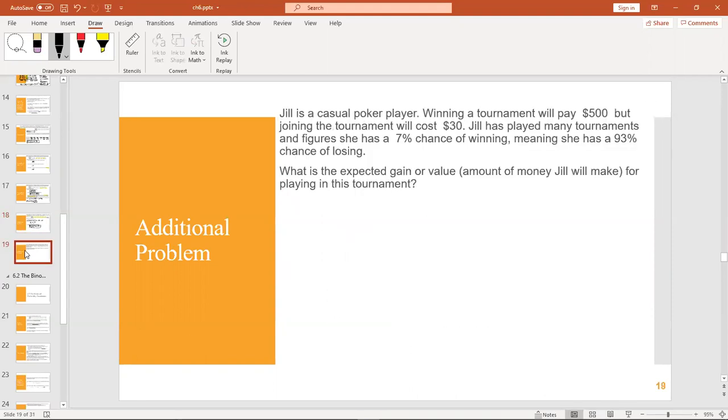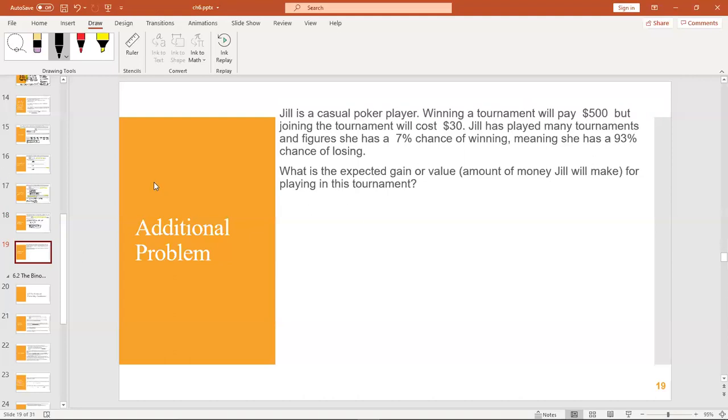What is this? Jill is a casual poker player. Winning a tournament will pay $500, but joining the tournament will cost $30. She's played many tournaments and figures she has a 7% chance of winning, which means she has a 93% chance of losing. What is the expected gain or value that she will make for playing in a tournament?